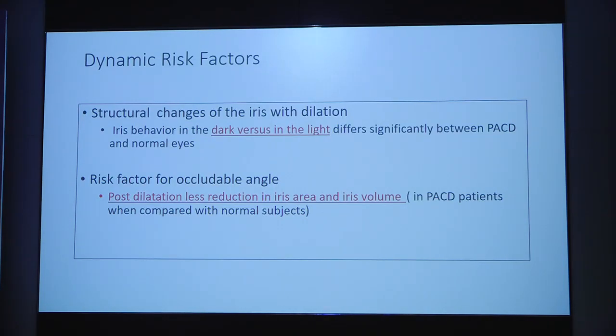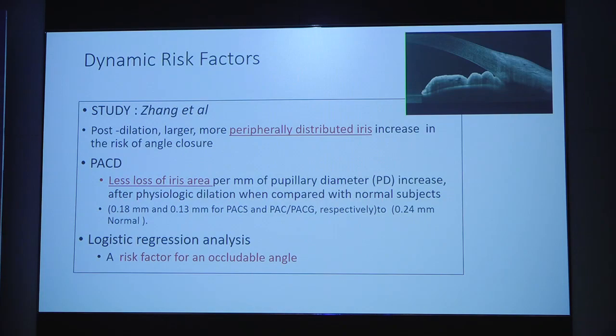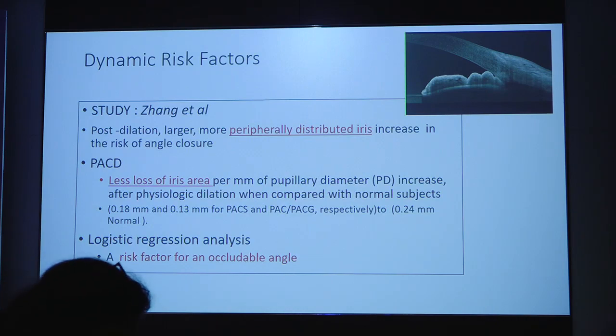So coming to dynamic risk factors, so these are the structural changes of the iris with dilatation. Iris behavior in the dark versus in the light differs significantly between PACG and normal, and a risk factor for occludable angle is less reduction in the iris area and iris volume post dilatation as compared to normal patients. This is one study which shows that peripherally distributed iris is a risk factor, and less loss of iris area per millimeter of pupillary diameter also is a risk factor, and in logistic regression analysis this has been proved as a risk factor for occludable angles.